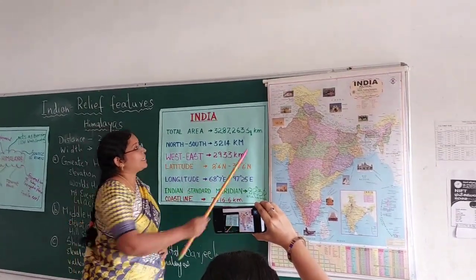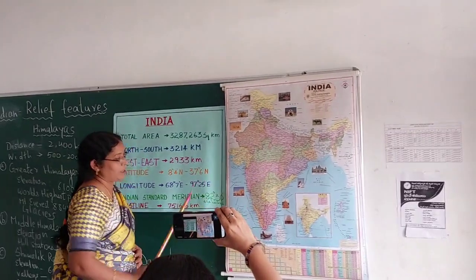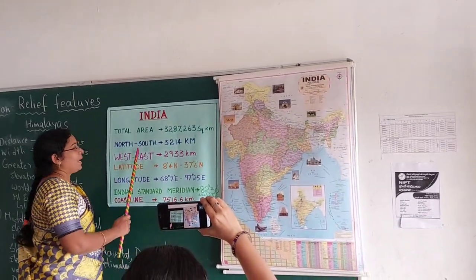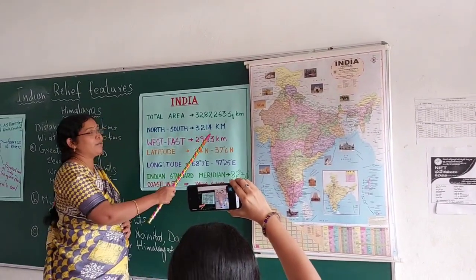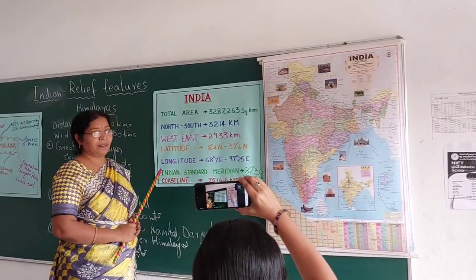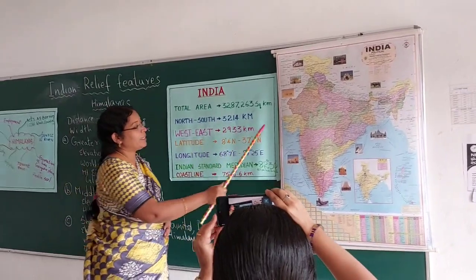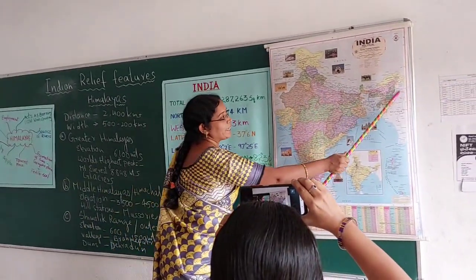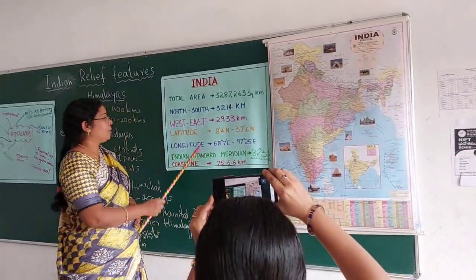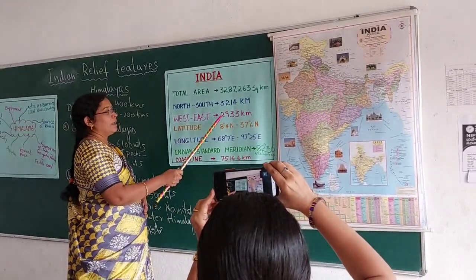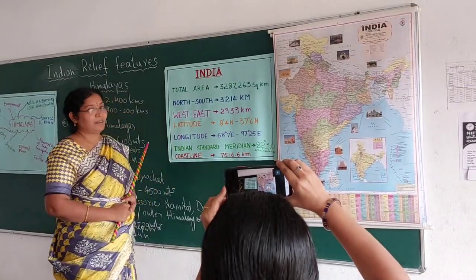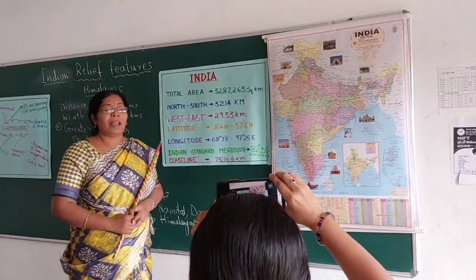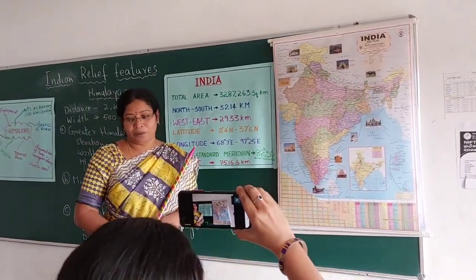If we measure the distance from north to south, the total area is 3,214 kilometers. If we measure the distance from west to east, the total area is 2,933 kilometers. Next come to the latitudes and longitudes.